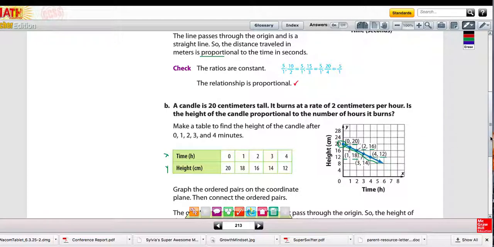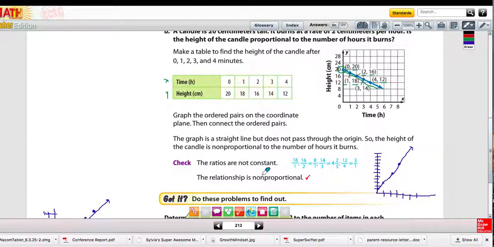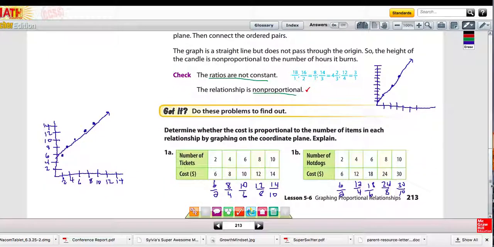When you check all of those, it's not proportional. So they're not constant, and so the relationship is non-proportional. Let's take a look at the got it section at the bottom. Notice that I've written all of those ratios as fractions beneath the table. And in 1a, we have 6 divided by 2, 8 divided by 4, 10 divided by 6. And if you start looking, those ratios are not constant, so it's non-proportional.